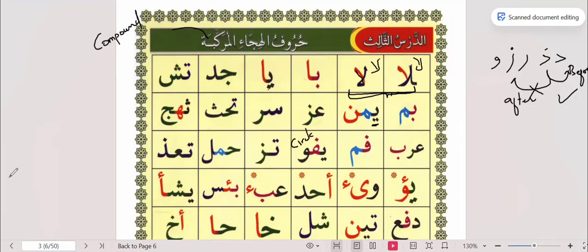Now, one more very important thing that you have to remember in this Qaida Zahabiyya or any other Qaida also, is that Hamza can take 3 letters as its chair. What are those 3 letters? Waw, Ya, and Alif. Hamza can appear on Waw. Hamza can also appear on Ya. Hamza can also appear on Alif. These 3 letters are considered as the chairs of Hamza.